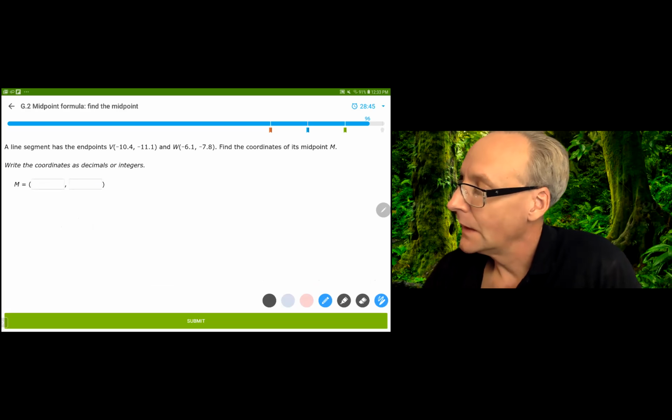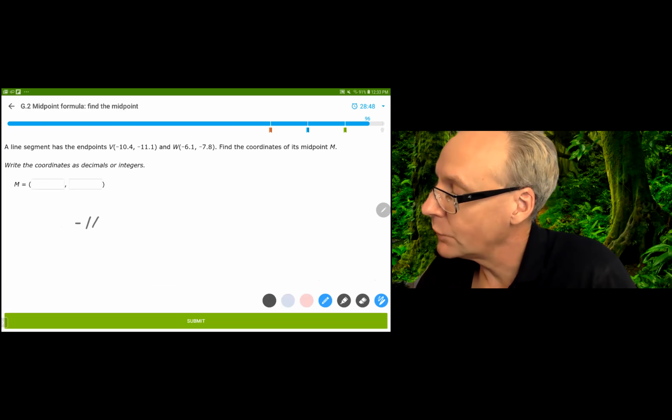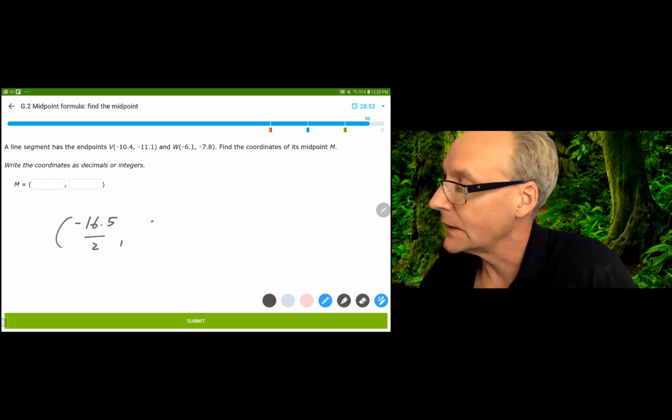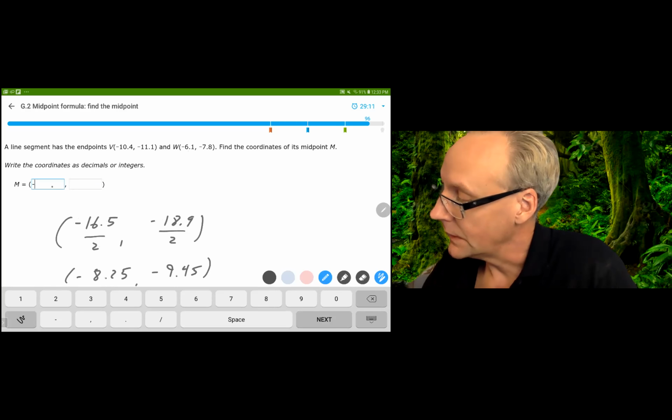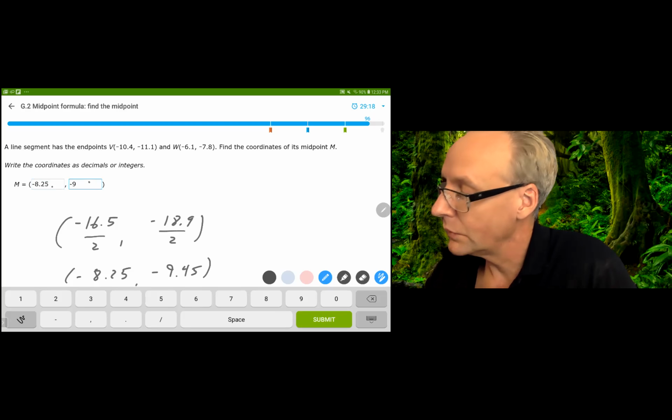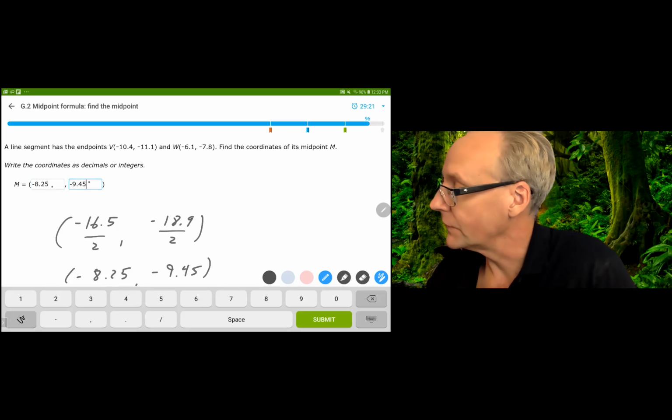Getting closer. This one is going to be negative 16.5 over 2 for my x's. I'm going to add the y's together and get negative 18.9 over 2. Yes, and yes, easy ones. Negative 8.25. And this one is going to be negative 9.45. And we're just going to put them in there. Negative 8.25. Negative 9.45. Hopefully I read it right.